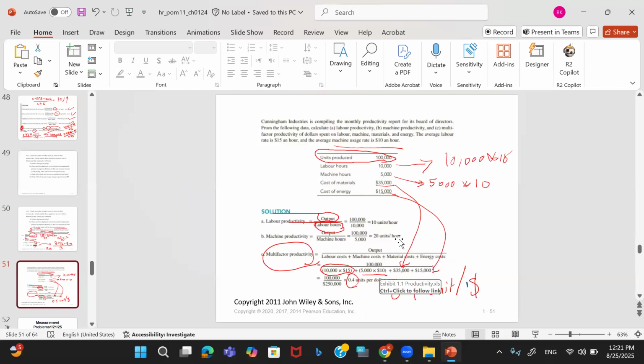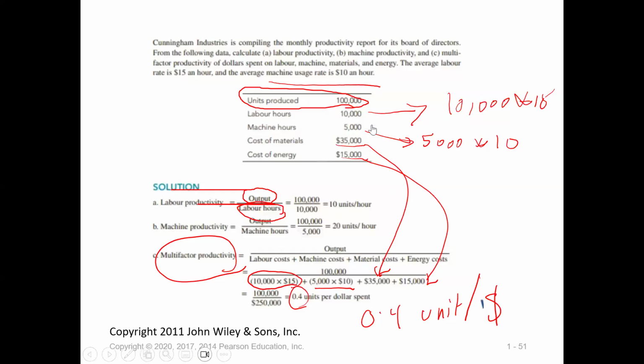And here's another example. Sometimes you are given, for example in this one, machine hours, labor hours, cost of material. When you have dollars, just put the dollar as it is. But when you have different units, like labor hours or machine hours, you need to find out how much each hour costs if the cost is not given. So here in this example, this is the output, units produced. I put the output at the top here, okay?